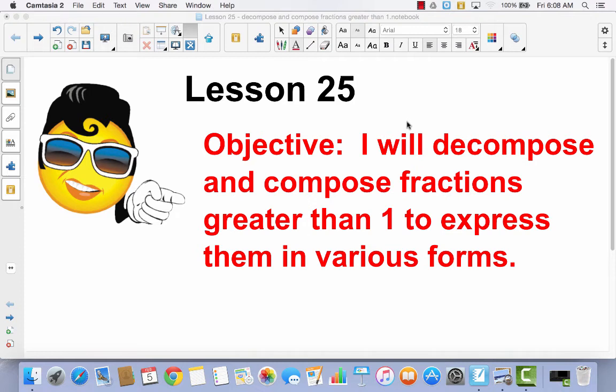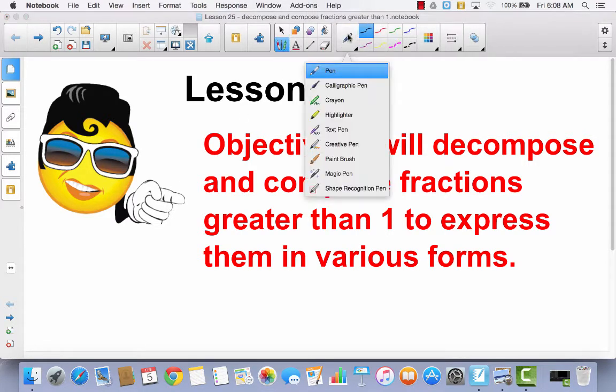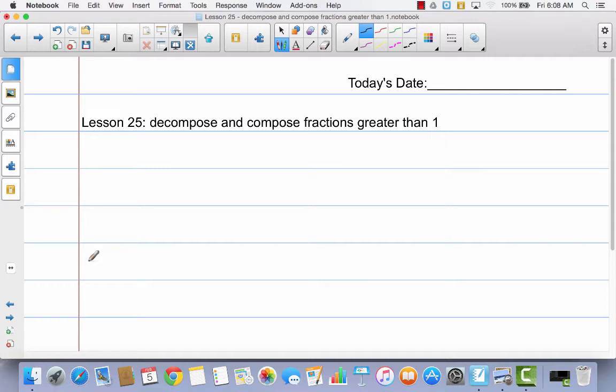Lesson 25, I will decompose and compose fractions greater than 1 to express them in various forms. So beginning in lesson 24, we were talking about how you could convert improper fractions to mixed numbers. For example, in the last lesson, we said 16 thirds is the same as 5 and 1/3. Today we're going to continue on that, but we're also going to go from mixed numbers to improper fractions. So go ahead and get your math journal.